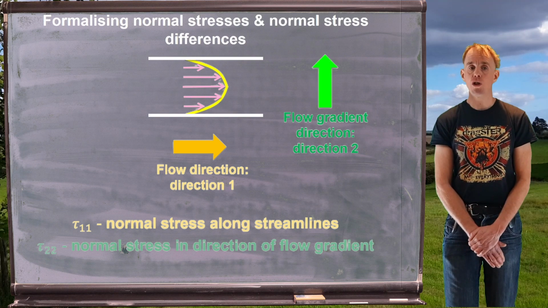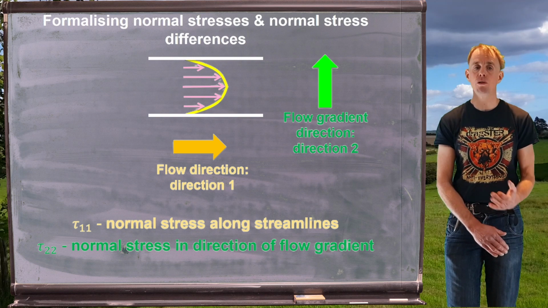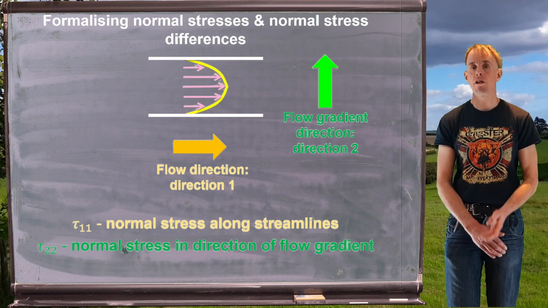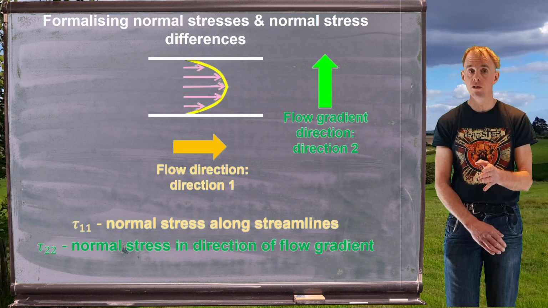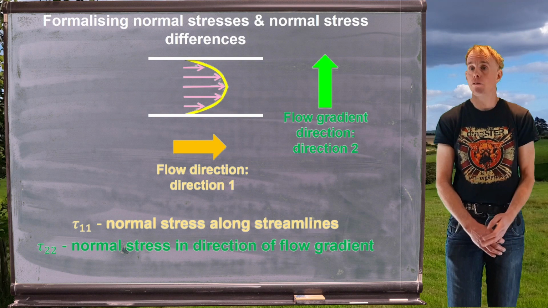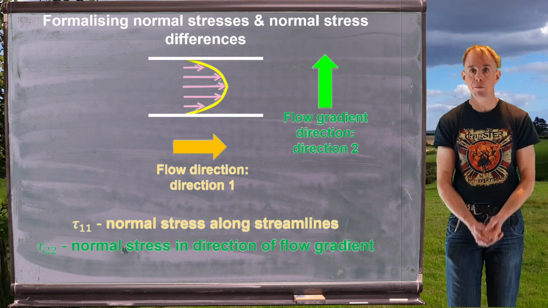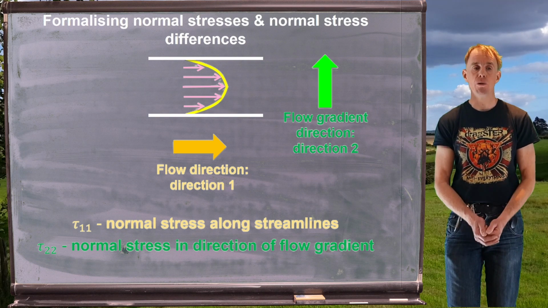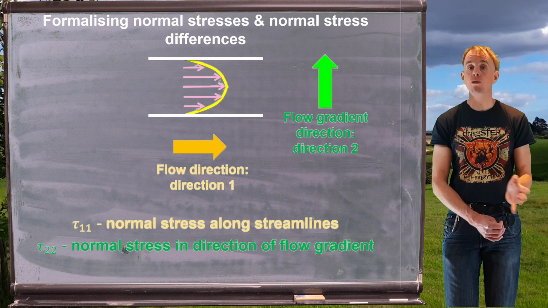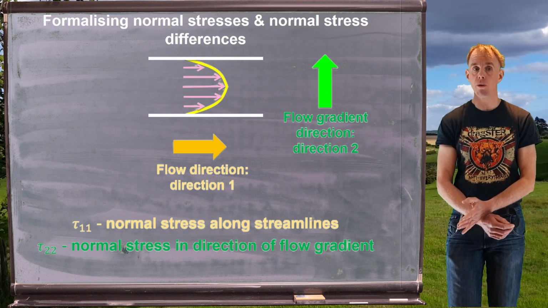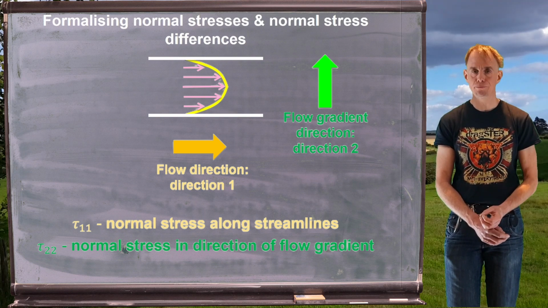We're going to define a direction 2, and that is the flow gradient direction. So tau 2,2, therefore, is the normal stress in the direction of the flow gradient. That's going to be perpendicular to the streamlines in one of the planes. And again, this could be in the theta direction, the z direction, the phi direction, the x direction, depending on our coordinate system and depending on our flow. However, tau 1,1 is always the normal stress along the streamlines, whichever direction they're going in, and tau 2,2 is always the normal stress in the direction of the flow gradient.